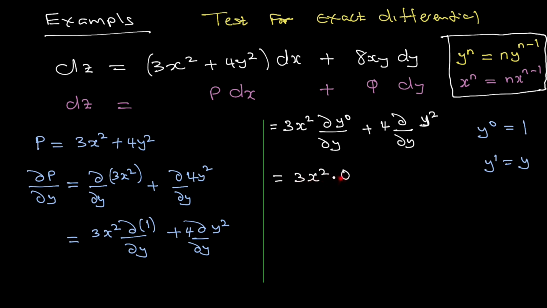And that times 0 will be 0. Plus 4 times y to the power 2 will be 2y to the power 2 minus 1, which is 2y to power 1. And that will be 0 plus 8y. The partial derivative of p with respect to y is 8y. Now we need to find it for q with respect to x. And if they're equal, then the function is exact.